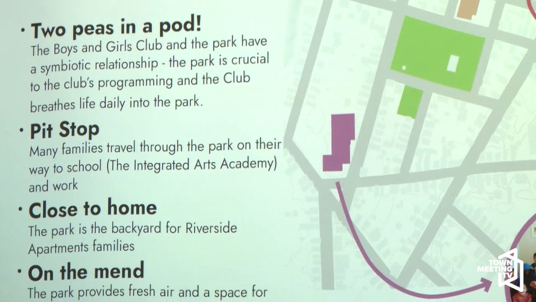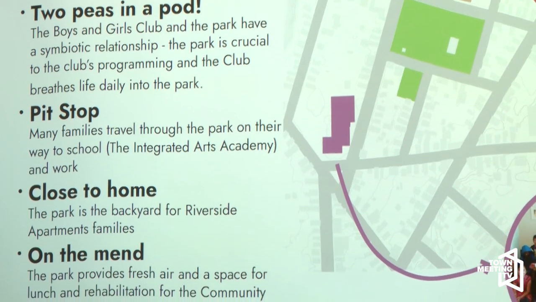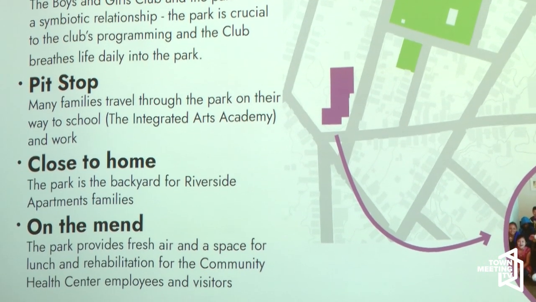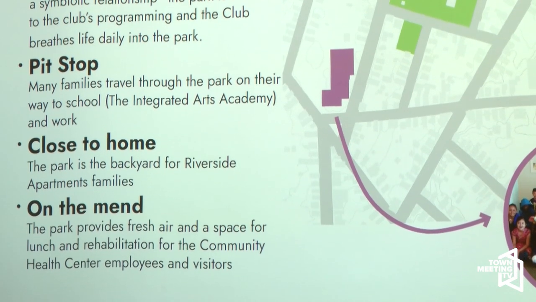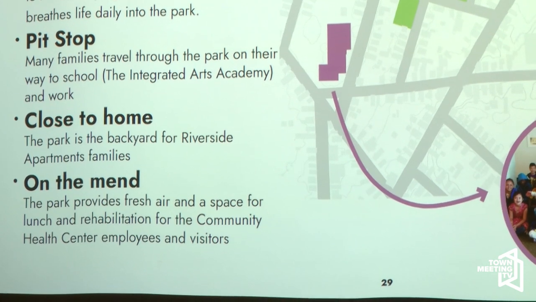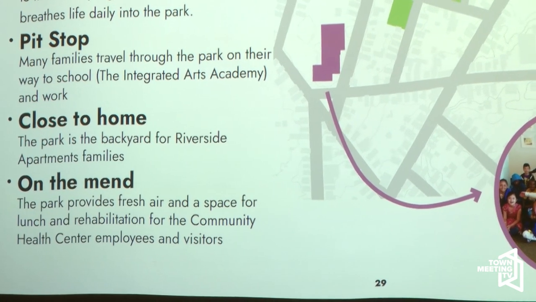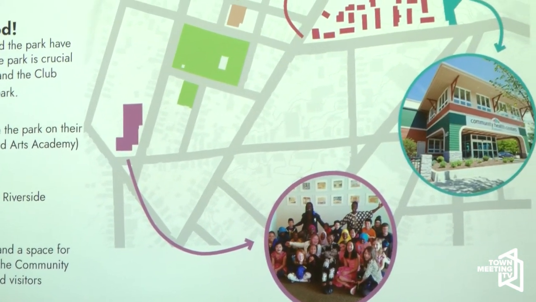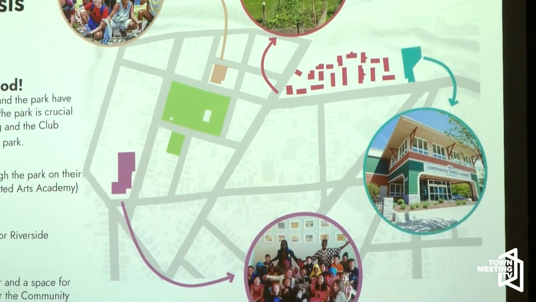Riverside Housing, which we know uses the park as a backyard, as nearby play space and activation space. We think the same is probably true for the Community Health Center, using it as a place to go outside and walk. And then, of course, when we talk about play and kids in the neighborhood, the Integrated Arts Academy is part of the play spaces that this neighborhood relies on.